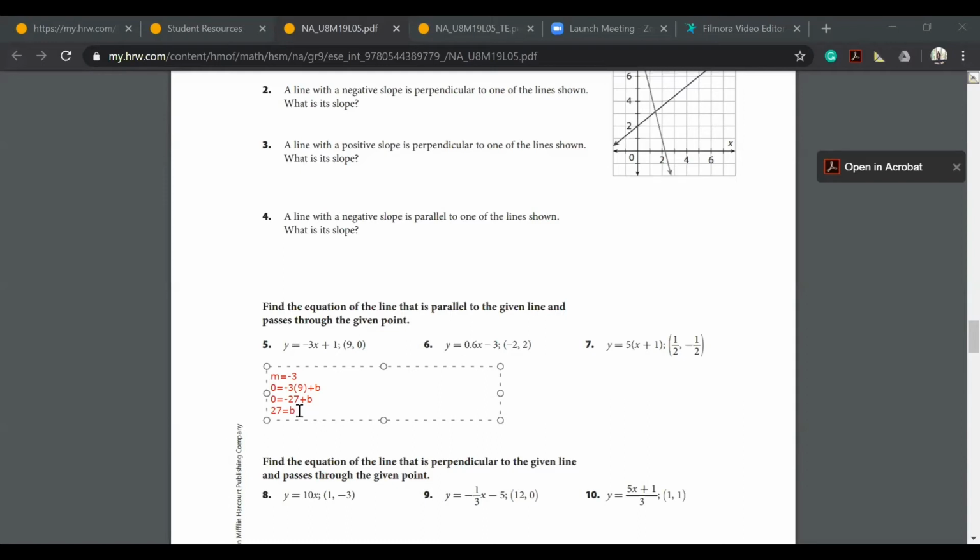Since I found b, now I can write the equation y equals -3x plus 27. Again, very easy, right? Very, very easy. Okay, let's clear it.